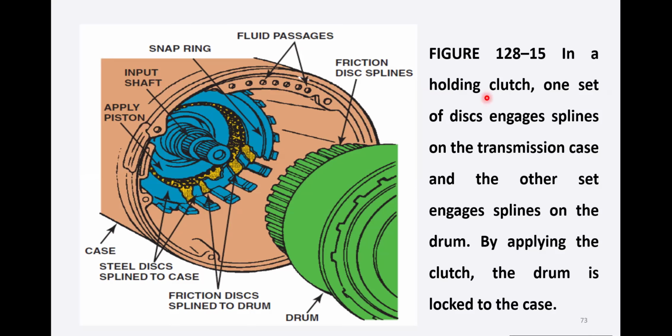In a holding clutch, one set of discs engages splines on the transmission case and the other set engages splines on the drum. So by applying the clutch, the drum is locked to the case. So this drum is locked to this case by applying this clutch here.